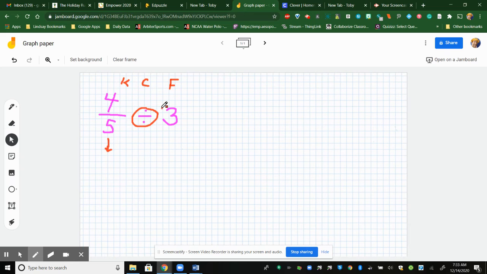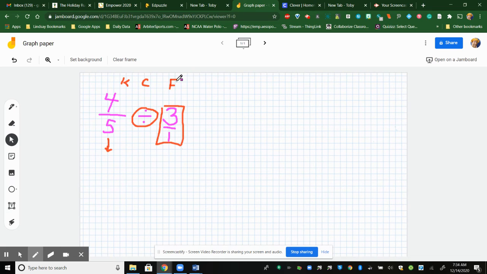But we need to represent this whole number as a fraction. And if you remember, to turn this into a fraction, we're simply going to put a 1 underneath it. Okay? So what we've made now is a division problem, 3 divided by 1, and 3 divided by 1 is 3. So it's still a whole number, even written this way.